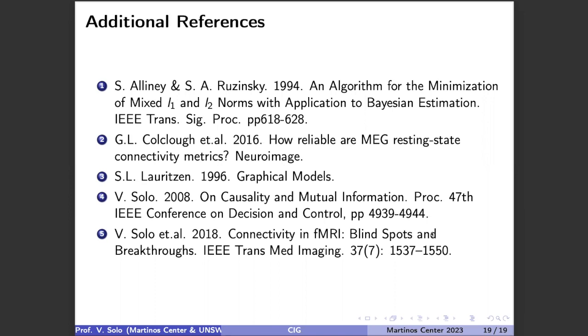Basically, isn't that what the partial coherence is kind of doing? Partial coherence ignores lagged correlation completely.